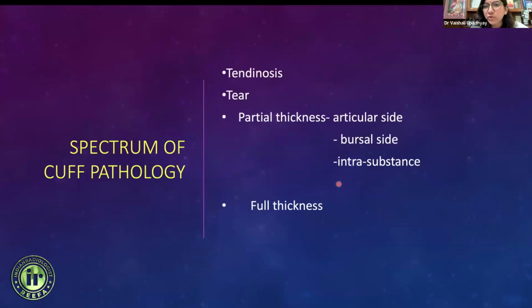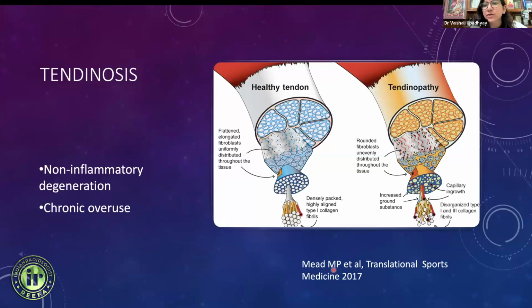What is the spectrum of pathology that I'll be basically covering in this talk? So we'll be talking about tendinosis and tears and the entire spectrum of tears, which will be a revision of what Dr. Ashwin has already told you. So what exactly is tendinosis? See, this to your left is the image of a healthy tendon. So what does a healthy tendon have? It has a very good, smooth, nicely packed arrangement of collagen fibers. And there is no abnormality in the adjacent soft tissue or the extracellular components.